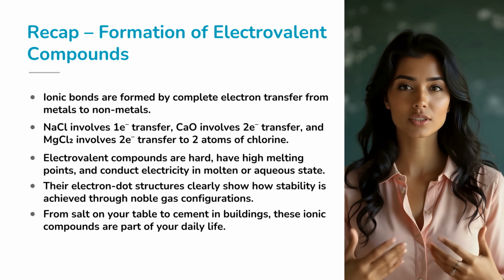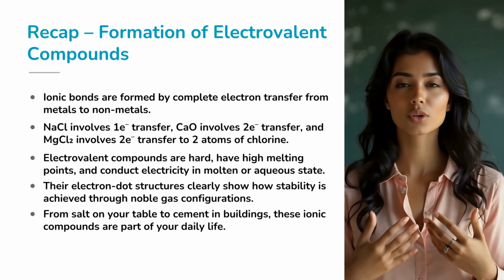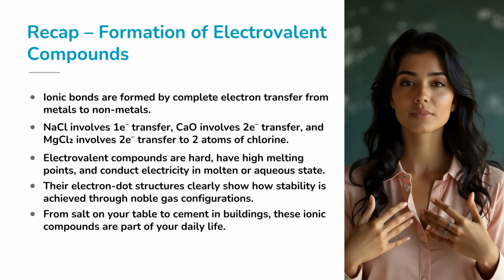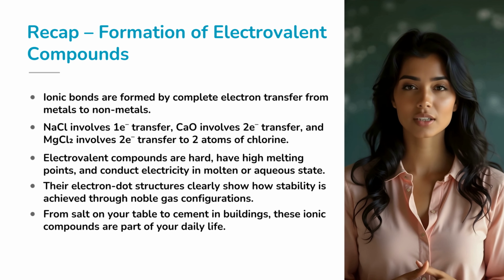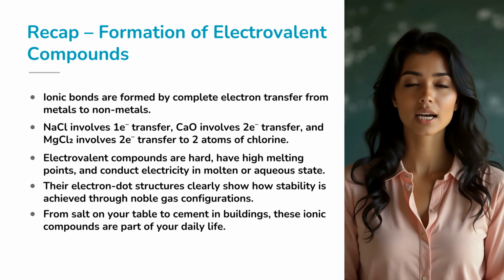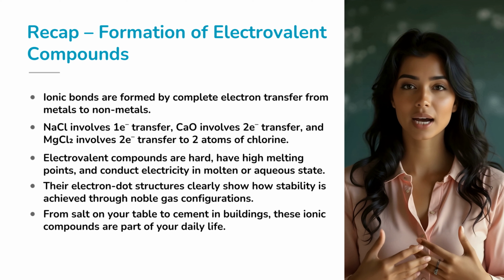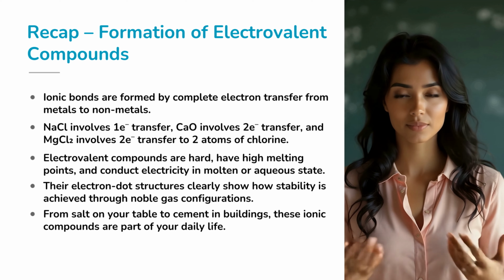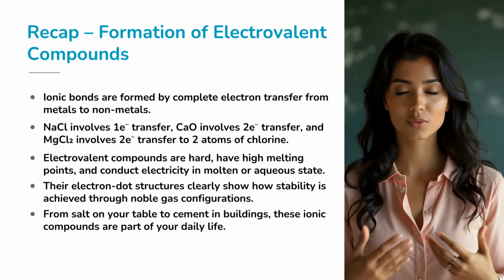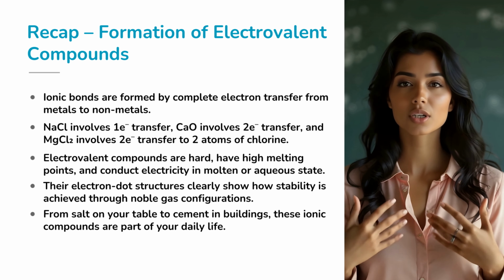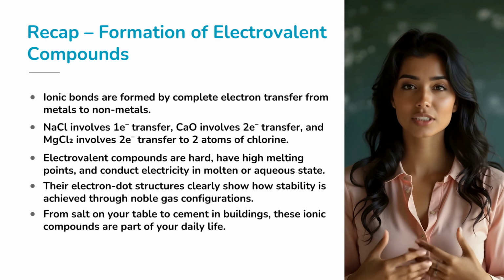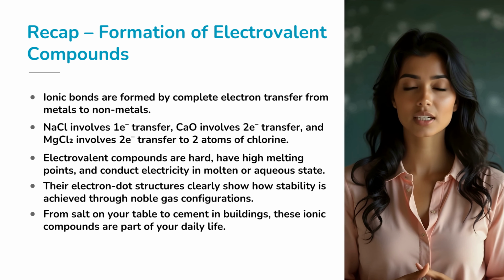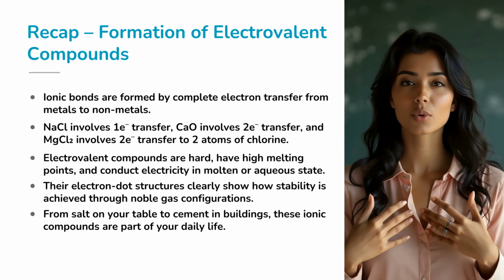An electrovalent bond is formed by complete transfer of electrons, creating oppositely charged ions held together by strong attraction. Sodium chloride is formed by transfer of 1 electron, calcium oxide by transfer of 2 electrons, and magnesium chloride by transfer of 2 electrons to 2 chlorine atoms. Electrovalent compounds are hard solids with high melting points, soluble in water, and conductive in molten or dissolved state. Their electron dot diagrams are a visual proof of how atoms achieve noble gas stability through ionic bonding.